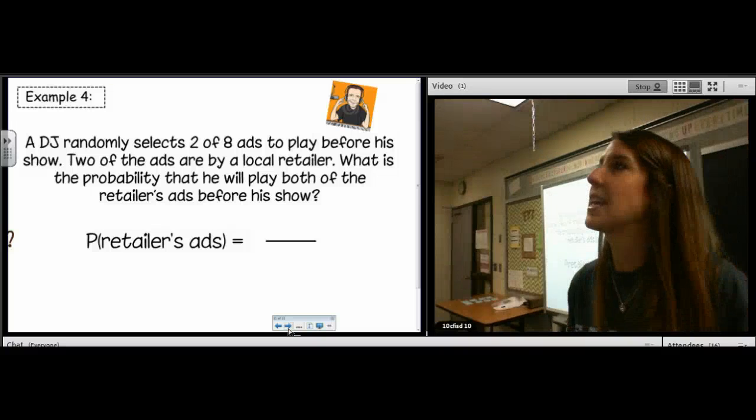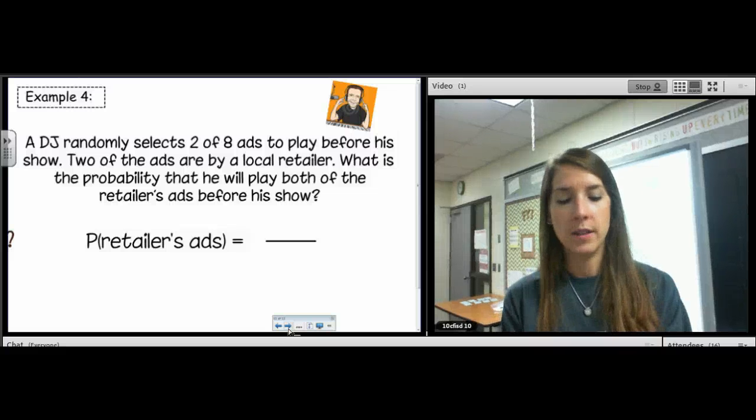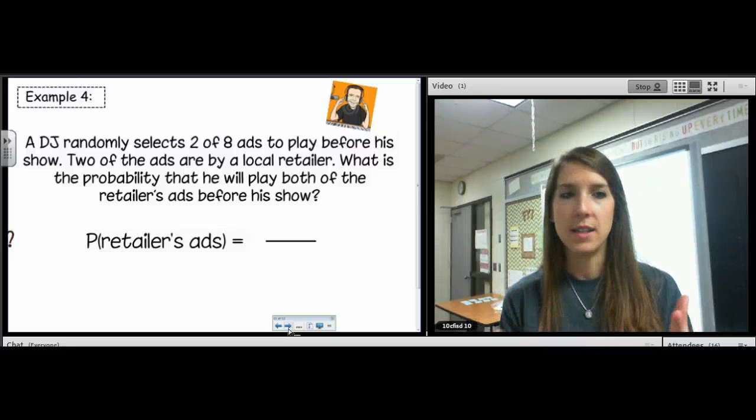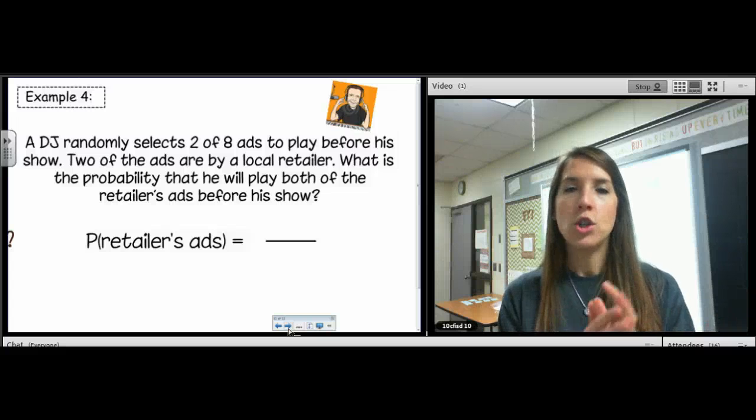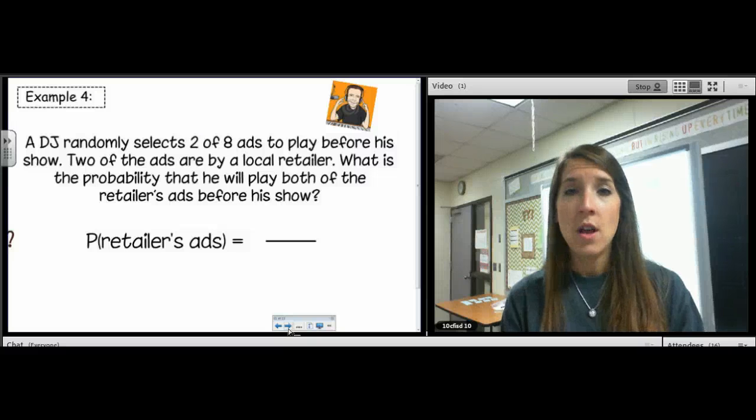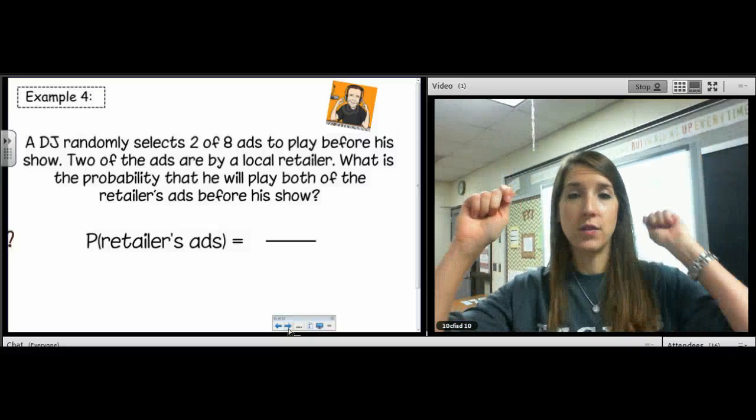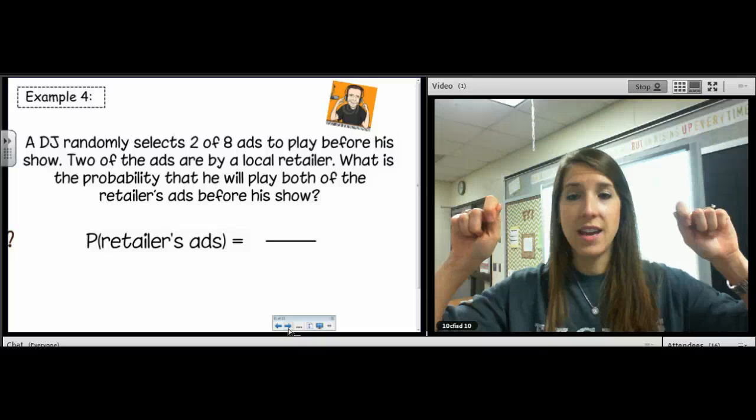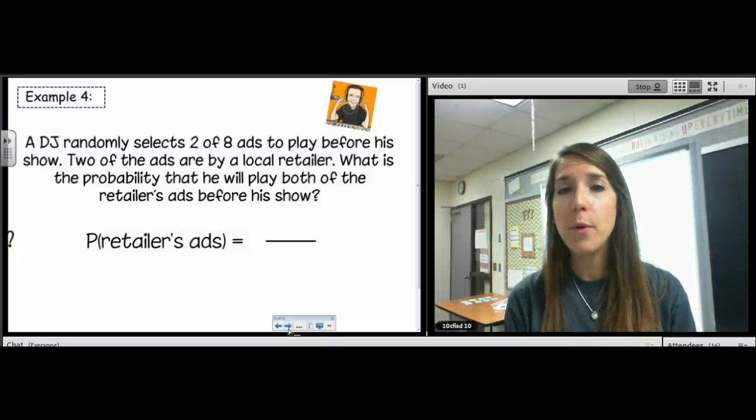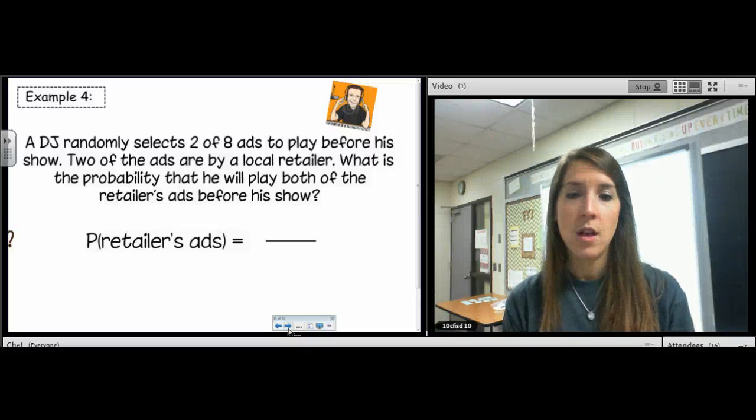So it's like he's got recordings of 8 different businesses. Pick a business, let's say McDonald's, okay? 2 out of those 8 recordings are from McDonald's. He just grabs 2 recordings from the stack. What's the probability that he grabs both of the McDonald's recordings to play? Both the McDonald's commercials. That's what it's saying.